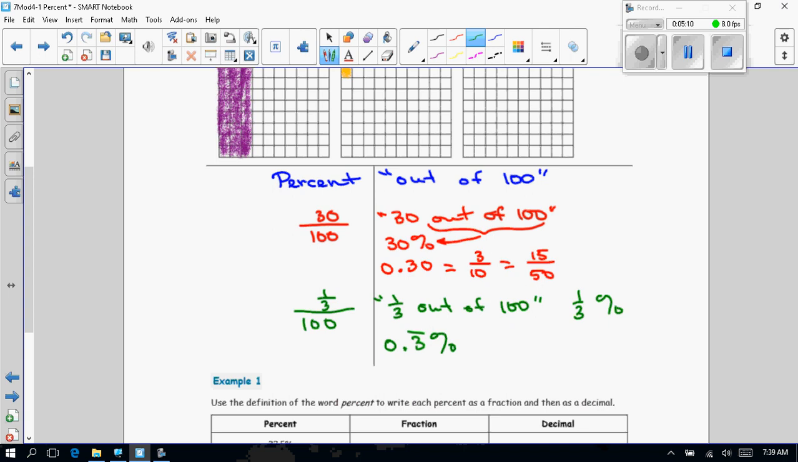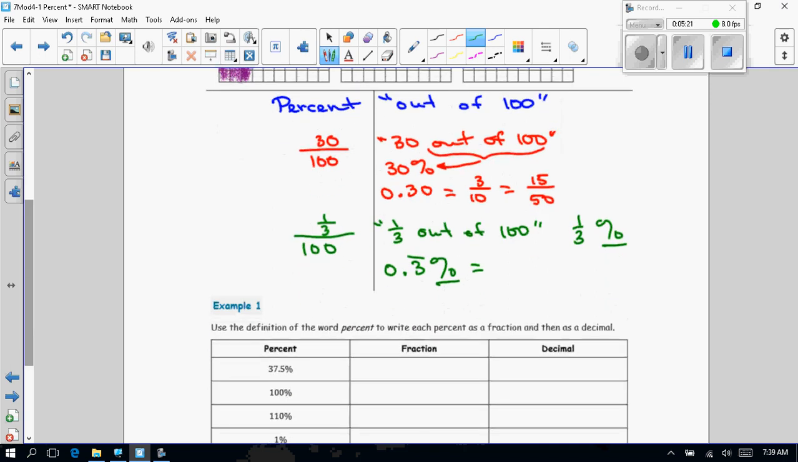If I change that to an actual decimal, because right now it's still a percent, right? These have percents with them. If I change it to a decimal, because we can't work with a percentage. We have to change it to a decimal or to a fraction in order to work with it. So if I change this, it becomes 0.003 repeating, because I've got to make it out of 100. And we will discuss all that as we go through this book.